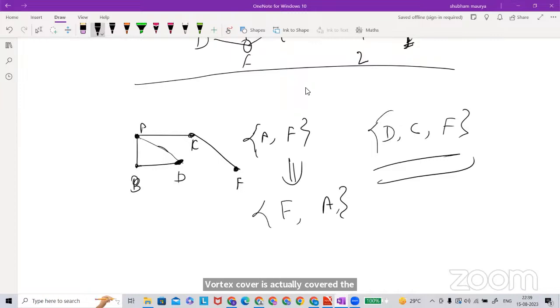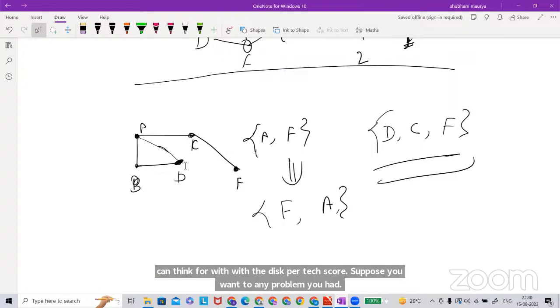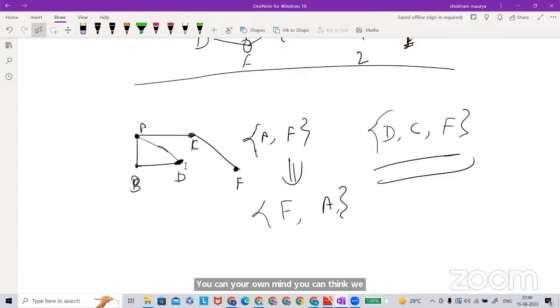Whenever you have any problem, always think of installing cameras. These are the corridors you have, and you want to install some cameras. Always think of this for vertex cover. Suppose you are in a hotel and you want to install some cameras on the corridors so that the maximum number of edges can be covered.